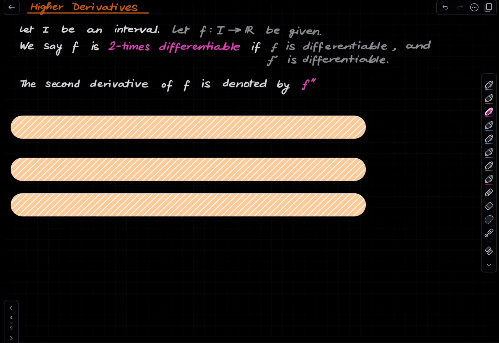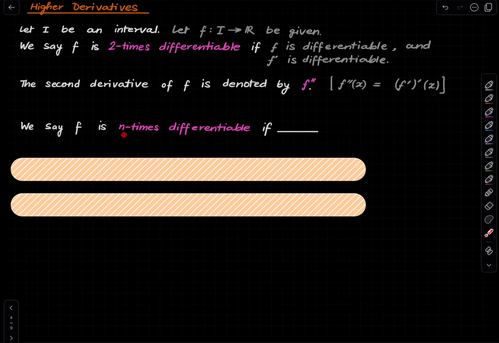So f double prime of x is the double derivative of f at the point x. Just to be very, very clear, what this is saying is f double prime of x is the derivative of the derivative at x. This is a function. It is also a differentiable function by hypothesis that f is 2 times differentiable. We can talk about its derivative and take the value of the derivative at x. I'm sure you've seen this in high school physics.